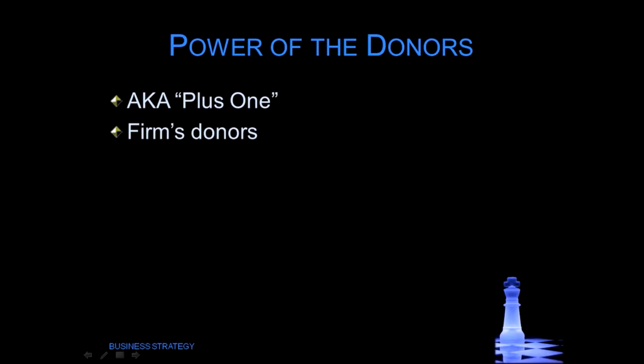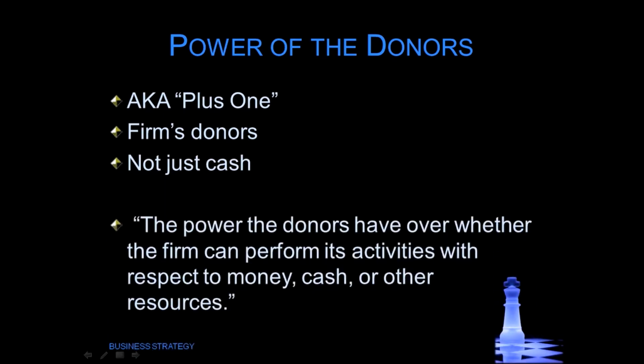Okay, so let's talk about the power of donors. The power of donors is also known as the +1 in Porter's 5. These are the firm's donors. And the one thing that you have to remember is that it's not just cash. Okay, it can be any kind of resource. The power the donors have over whether the firm can perform its activities with respect to money, cash, or other resources. Okay, that's the official definition.